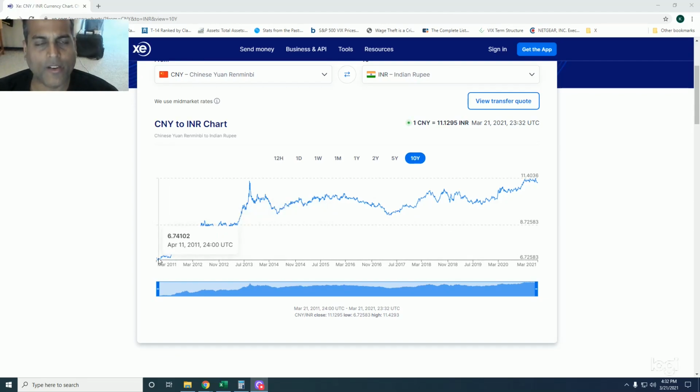India's currency, the Indian rupee, was of a certain strength 10 years ago, and it took only 6.72 rupees to buy one Chinese yuan. But now, today, it's about 11.4. So that's how much the currency has weakened, maybe 40%. Most of the damage was done in the first 3 years of this period, 2011, 12, 13. Relatively stable since that time.